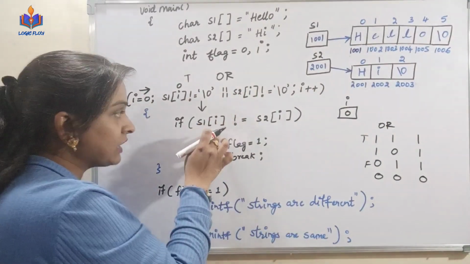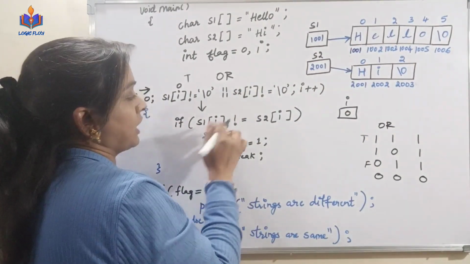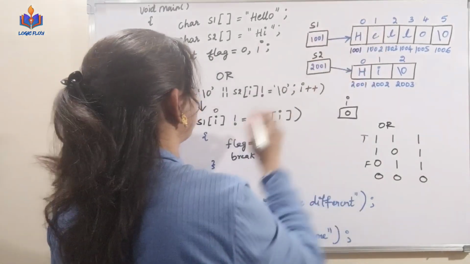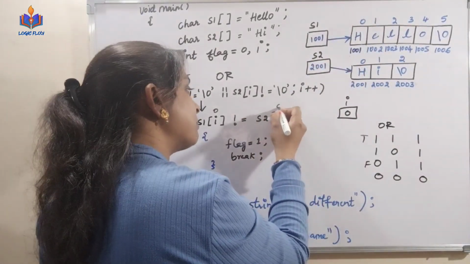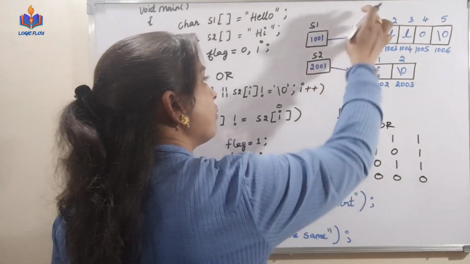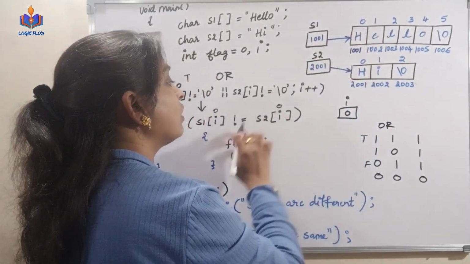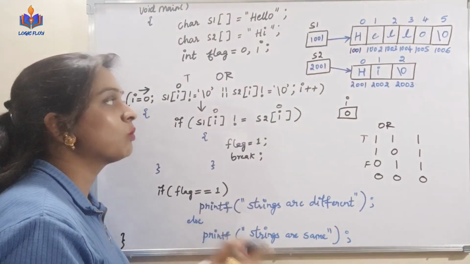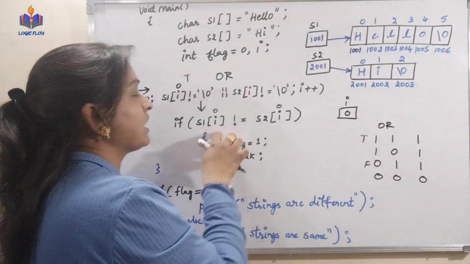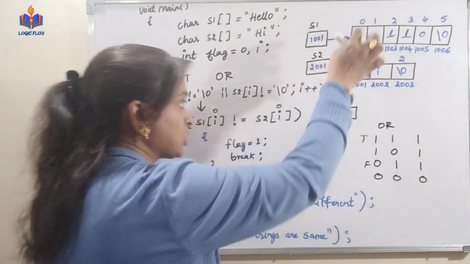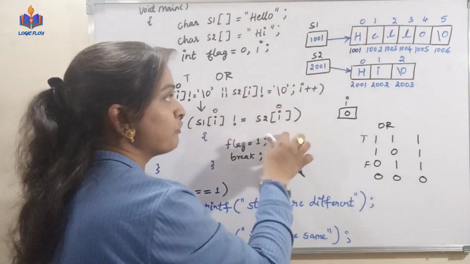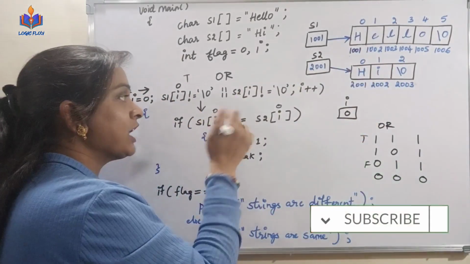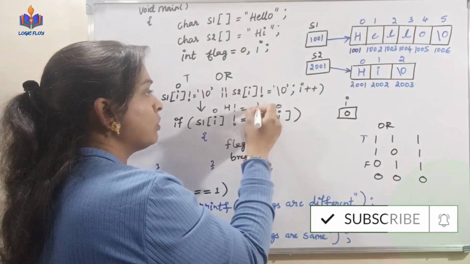Then check the condition: if S1 of I, meaning 0, is not equal to S2 of I, also 0. S1 of I, that is H, not equal to S2 of I? S1 of 0 is H. S2 is pointing to 2001, and S2 of 0 is again H. Is H not equal to H?